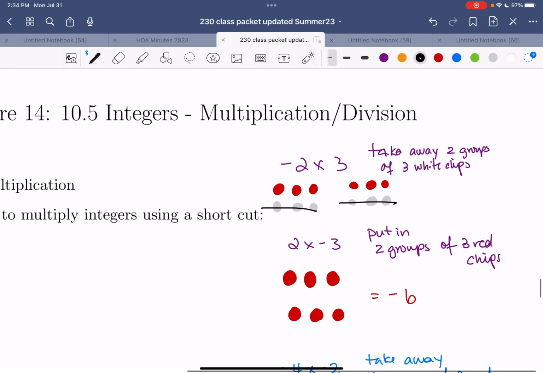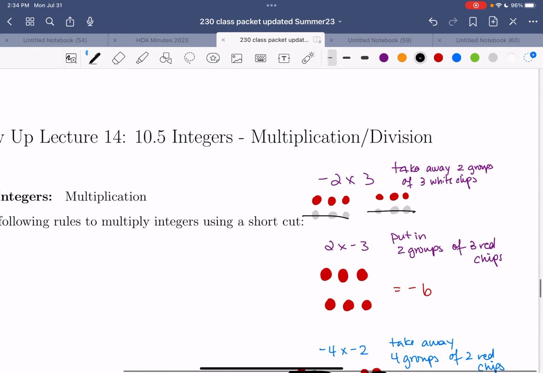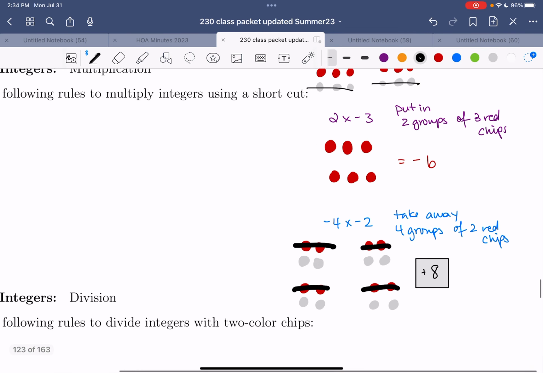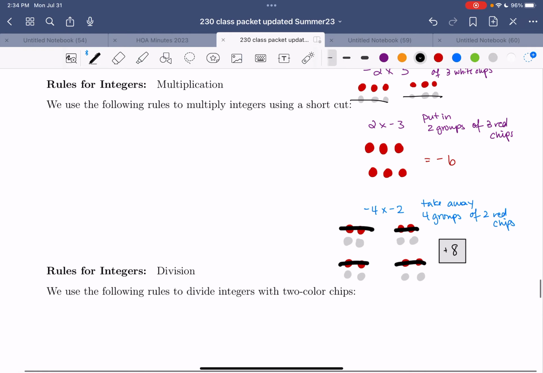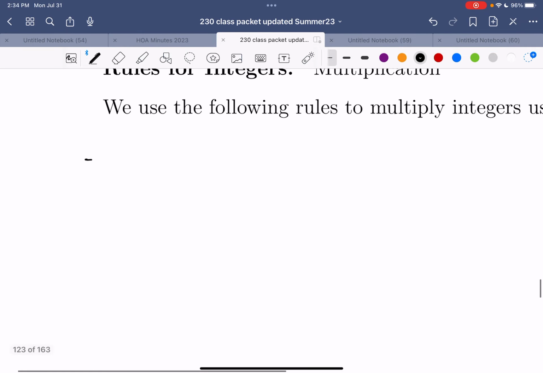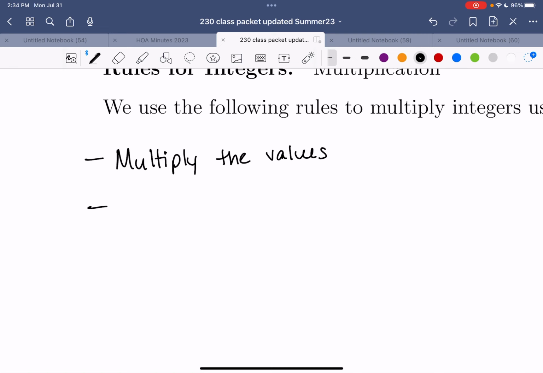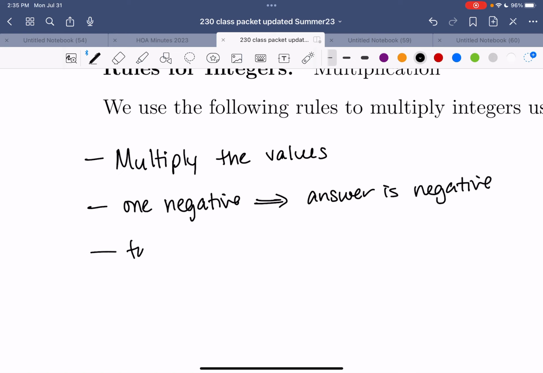So you notice that as long as I have 1 positive and 1 negative, I end up with red chips. So that tells me that when I'm multiplying 2 things with 1 negative, the answer is negative. But if I multiply 2 things with 2 negatives, it turns out positive. So that's our rule for the sign for multiplication. We're always going to multiply the values in the same way that we did when they were whole numbers. And 1 negative implies that your answer is negative. And 2 negatives imply that your answer is positive.